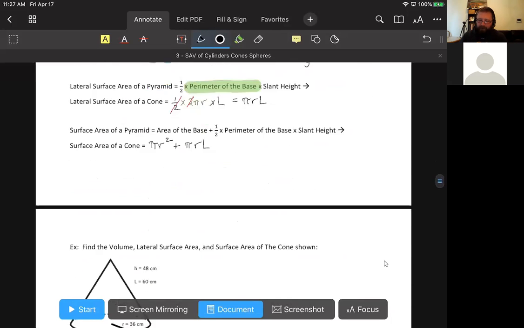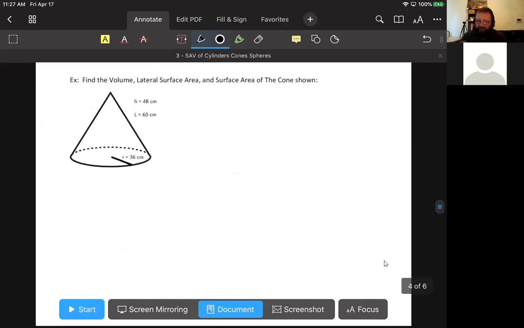So let's do a cone example. Here is an example of a cone, being asked to find the volume, the lateral surface area, and the surface area of this cone. So we have everything we need already given there. We don't need to do any work up front. The height is 48, the slant height is 60, and the radius is 36 centimeters. So we can go straight into finding the volume.